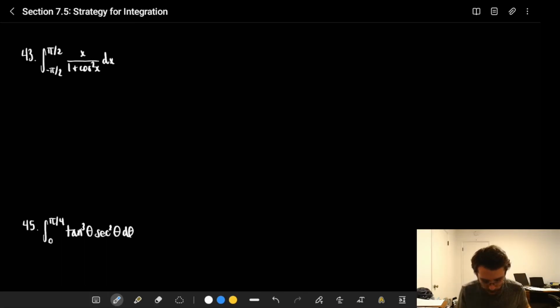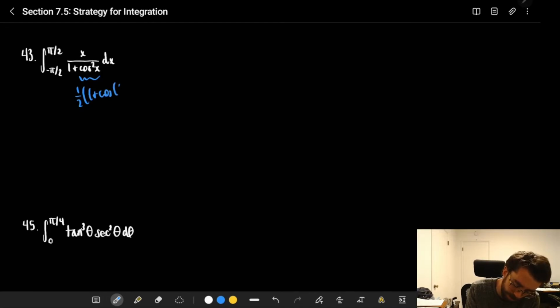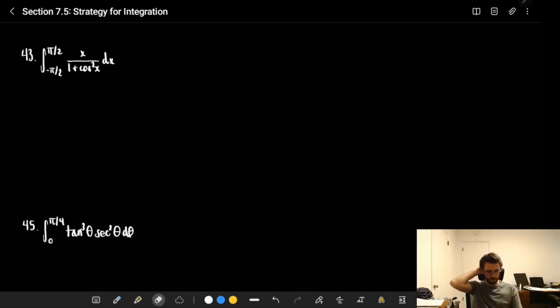I see a cosine squared, but it's not 1 minus cosine squared. Right? 1 minus cosine squared would be sine squared. Maybe I can plug in a half 1 plus cosine 2x. Oh, but then in the bottom I get 3 halves plus 1 half cosine 2x. And I can't do a u sub there, so that's not useful. Oh, this one's a thinker. Definite.